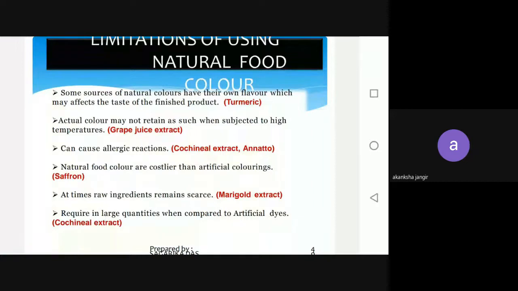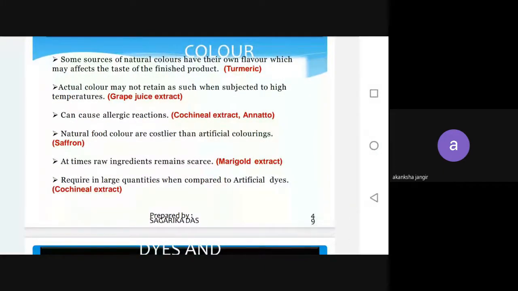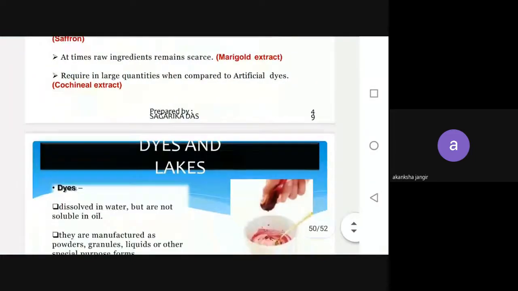Then some of the natural food colors also cause allergic reactions. Although natural food colors are not known for health disadvantages, still some food colors like annatto and cochineal extract cause allergic reactions. Natural food colors are costlier than artificial colorings. As such they are not costly, but the processing, that is the extraction of natural food colors, is costly, and that's why natural food colors are costly. Obviously their availability is very scarce, and they are required in large quantities.